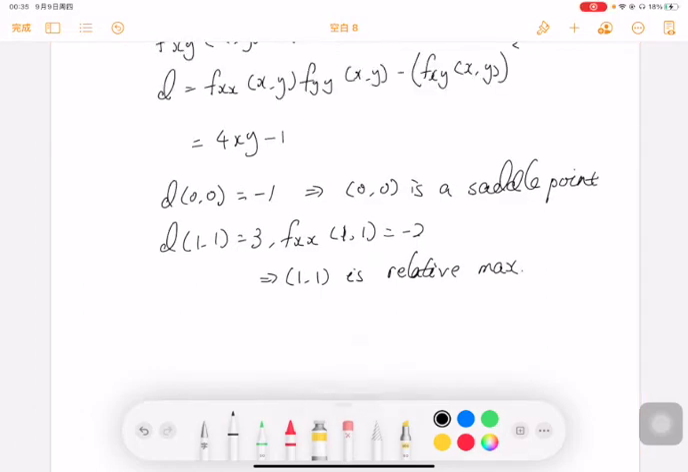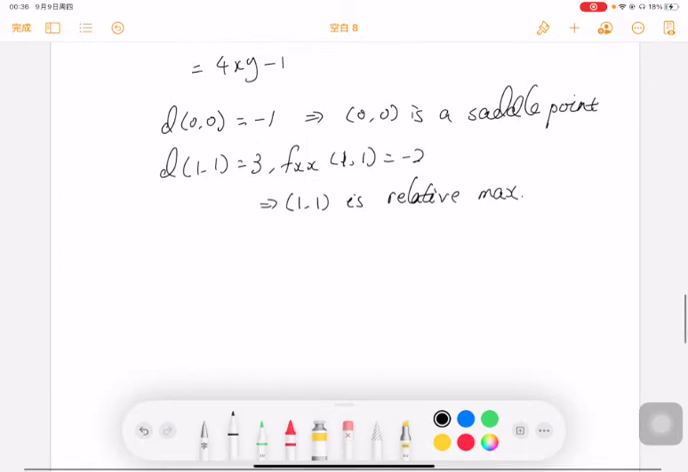One thing I want to state here is that when D equals 0, it just means the test is inconclusive. If that happens on a test, for example, if I ask you to use the second partial test to classify some critical point, and it happens that that critical point has D equals 0, then you just state the test is inconclusive. You don't have to do any further work or use any other method to determine whether it's a maximum or minimum. Just leave it as it is.